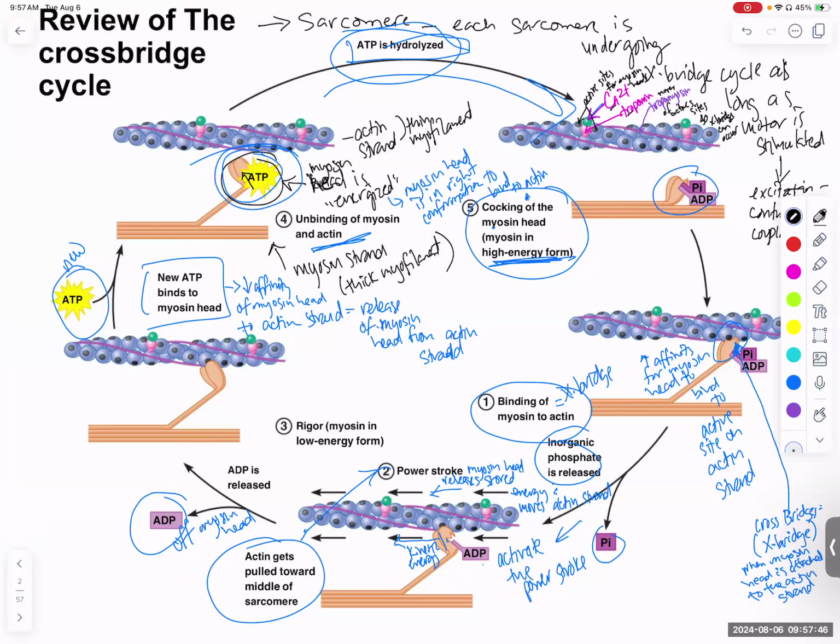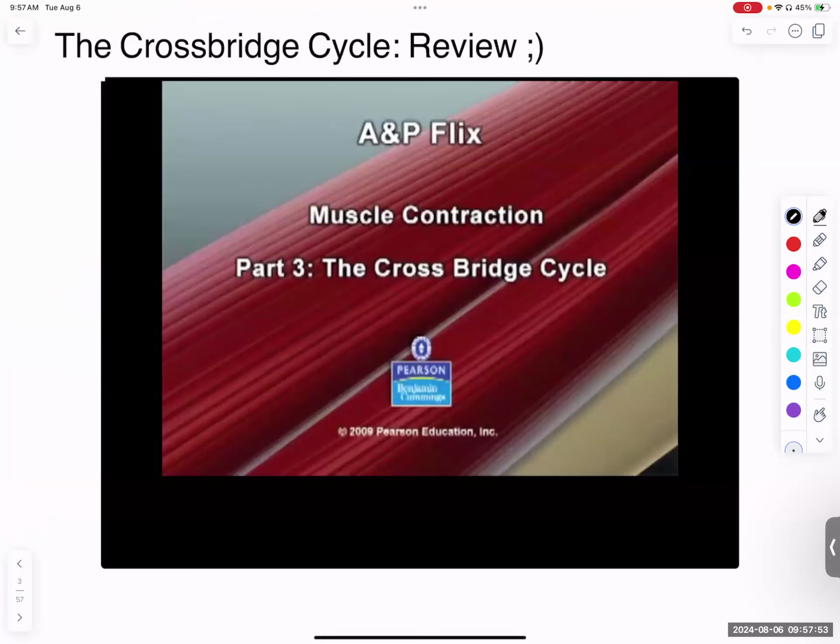And we also have ATP. We have to have ATP available. What causes calcium to be available? Oh, sorry. I'm going to move on, but this is a video for you to watch to review.